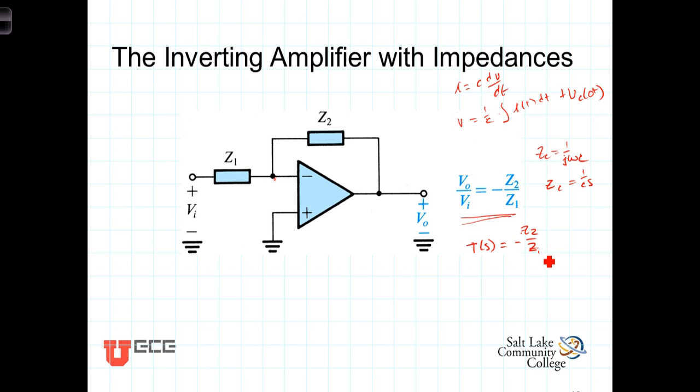And we can also talk about the frequency response, or T(jω), which is equal to T(s) evaluated at s equals jω. Thus, the gain of the amplifier, when we have impedances present, becomes a function of frequency. It's no longer effectively constant over the frequency, as we've seen when using simply resistances in the circuit.